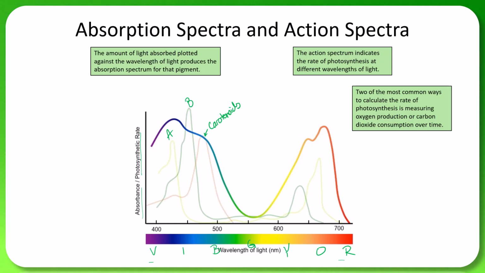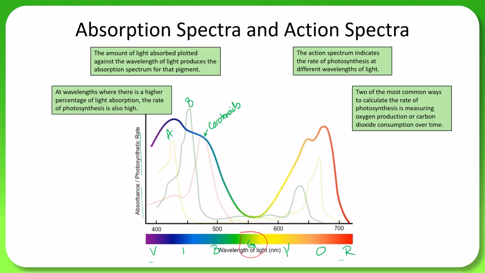Two of the most common ways to calculate the rate of photosynthesis is measuring the oxygen production or carbon dioxide consumption over time. So if we put a plant into a container that was sealed and we used an oxygen probe or a carbon dioxide probe and we actually gave it different frequencies of light, we could look at the rate of oxygen being produced, or we can look at the consumption of carbon dioxide over time. And frequencies of light that cause photosynthesis to go up are going to have higher peaks on this action spectrum than frequencies of light, like in the green, that have lower rates of photosynthesis.